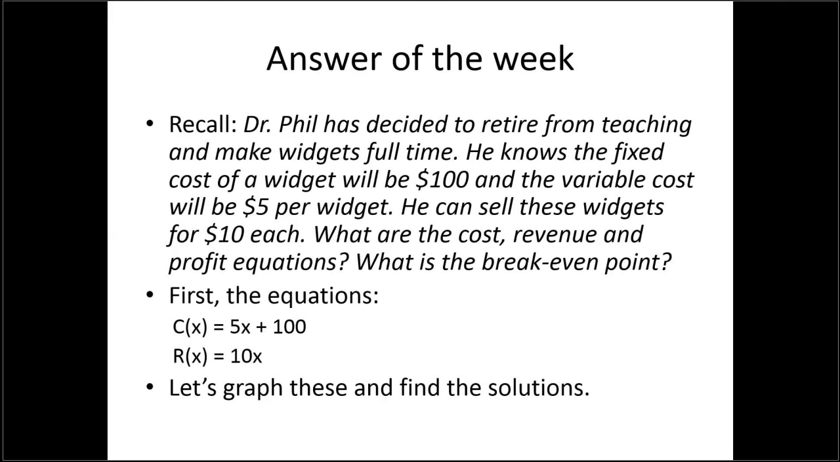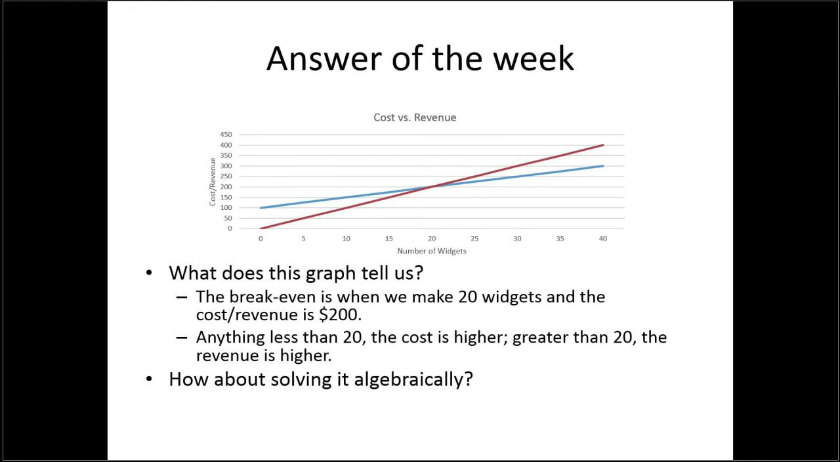Okay, so let's look back at the problem at the top of the lecture. We had Dr. Phil as a widget maker, a professional widget maker. Okay, so our two equations for cost, we had 5x plus 100. Okay, again, the variable cost is the cost per, so that's 5 times the number you're creating. 100 is the fixed cost, so that does not have a variable attached to it. And the revenue is 10 times the number you sell. Okay, so let's graph these using this beautiful graph done in Excel.